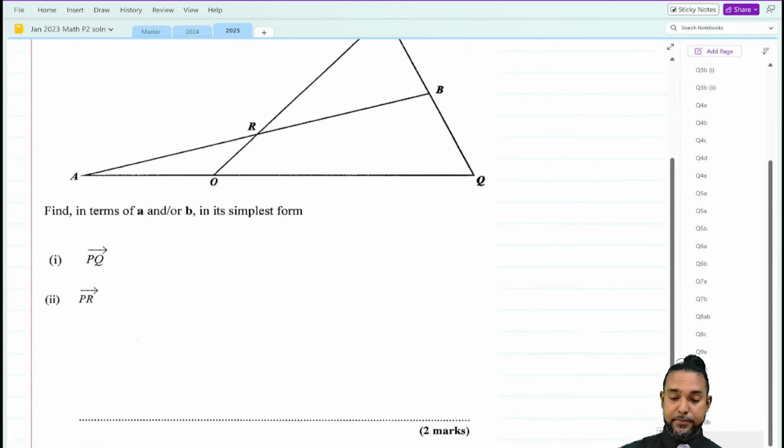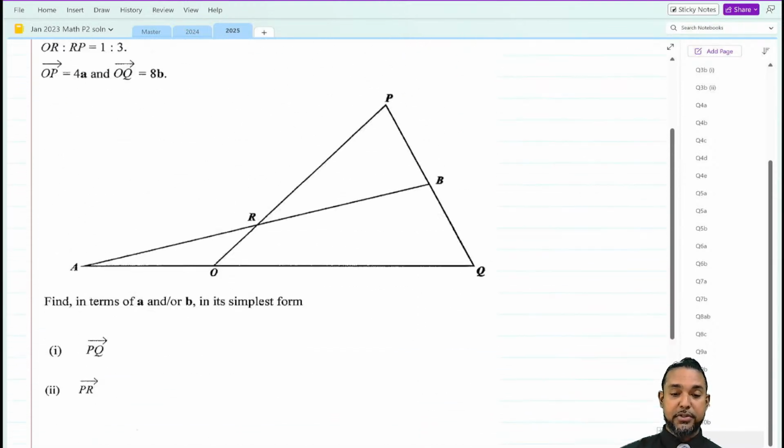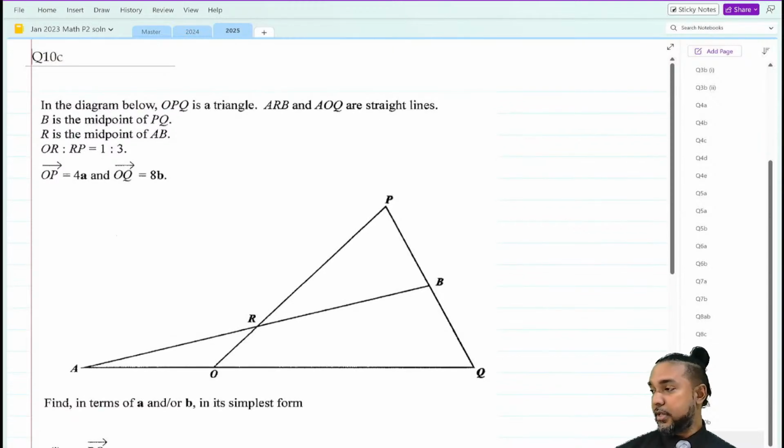Okay, so we have a few vectors questions here. All right. So the first thing, yes, CPU. Good. Thanks for letting me know.